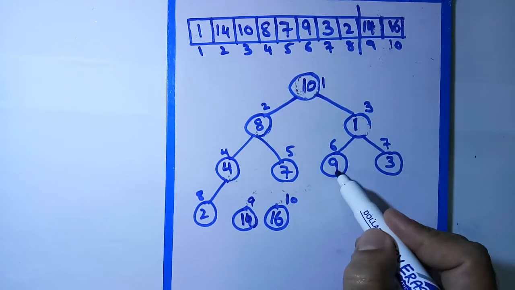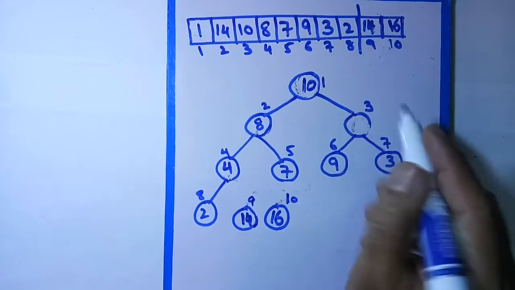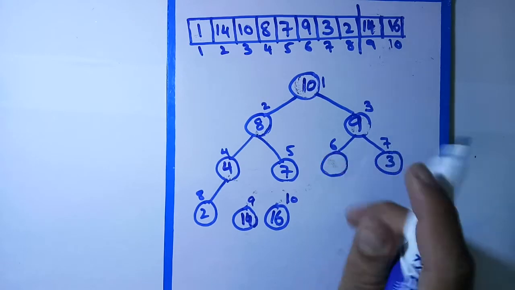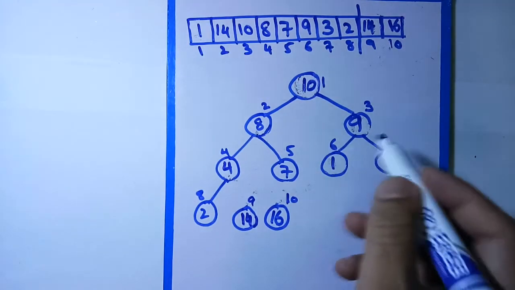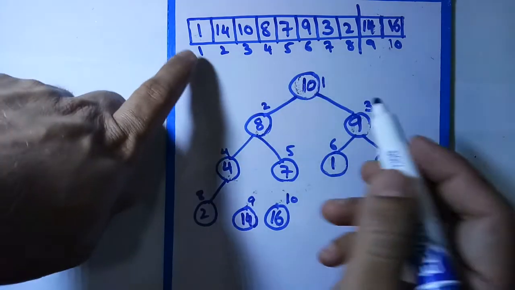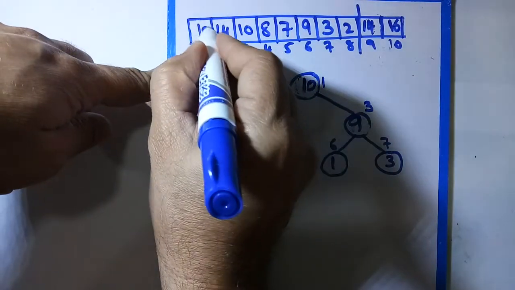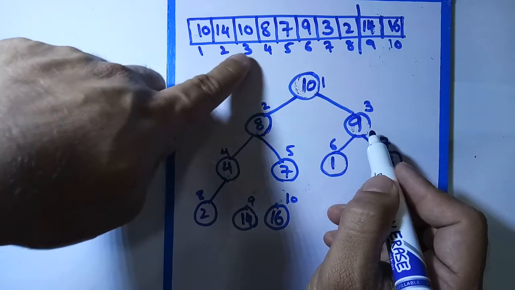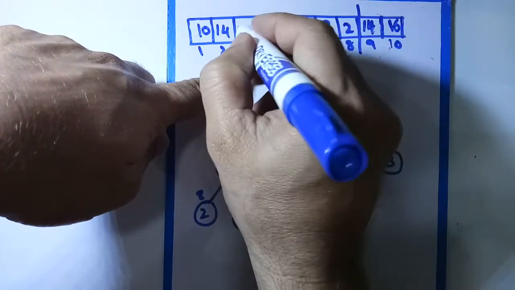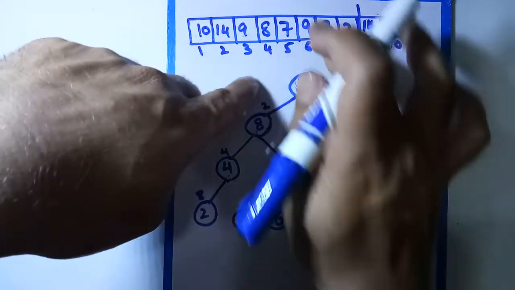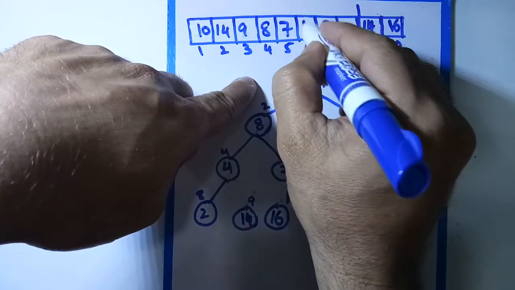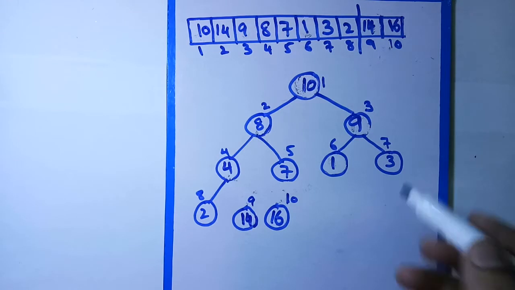Here which one is the largest? 9 is largest, so 9 will go up and 1 will come down, right? That's it. Then what? So let's update the array. So at first position it is 10 and the right of 10, that is 3, will be 9, right? And then on the left of 9, that is 6, that will become 1, right? Clear? So this is the situation now.